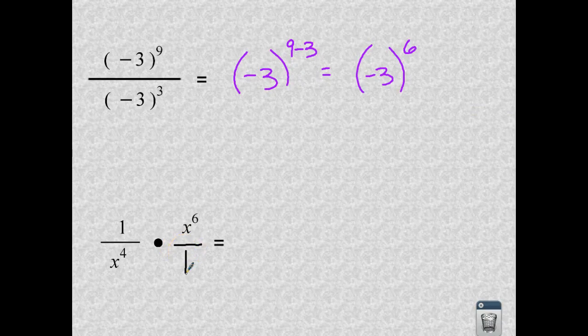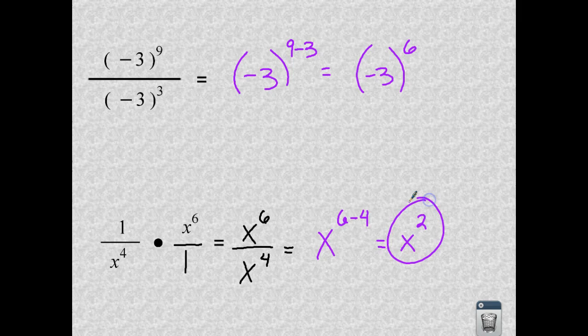Multiply straight across. 1 times x to the 6th. x to the 4th multiplied by 1. And now we have, look at, same bases. Bases must be the same to perform this quotient property rule. That would be x to the 6 minus 4, which is x squared.